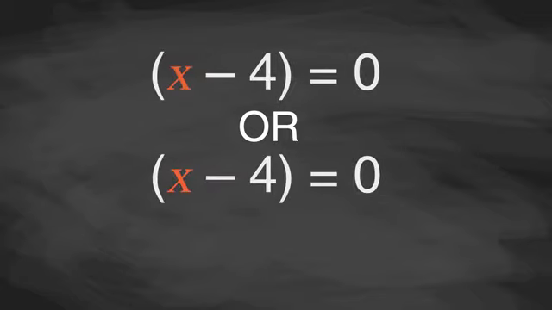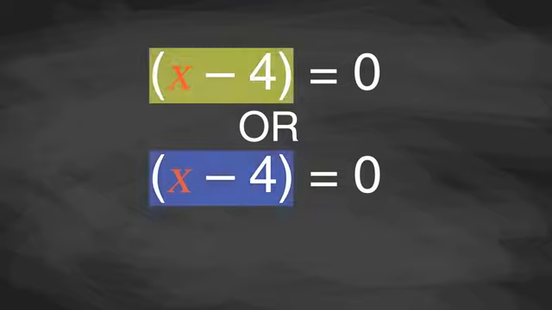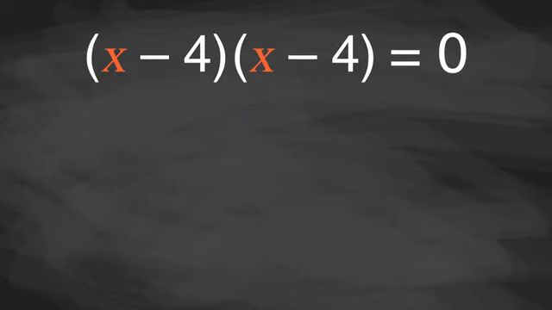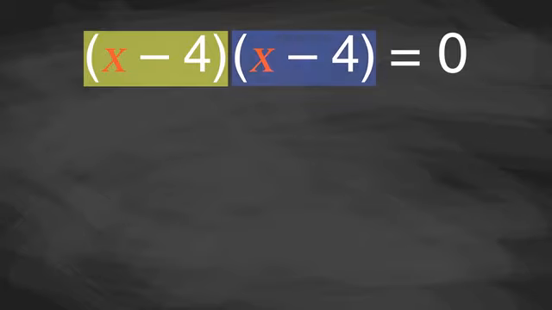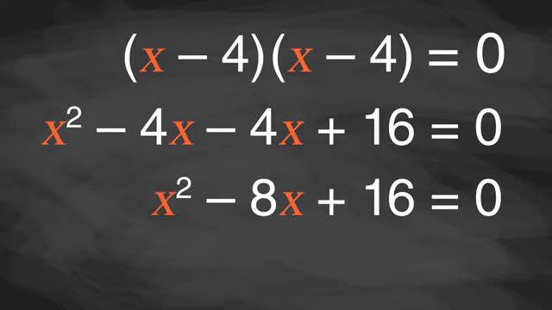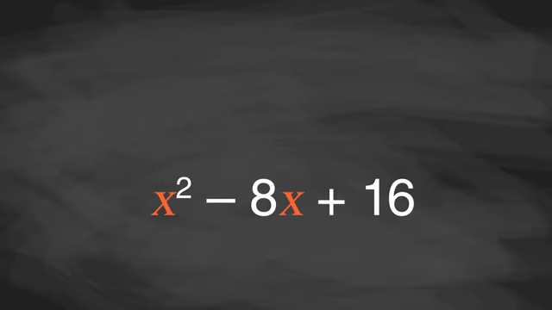The next step in moving backward is to recognize that these expressions would be in parentheses and would be multiplied together to equal 0. When we multiply the factors of x minus 4 equals 0 and x minus 4 equals 0, we get x squared minus 4 times x minus 4 times x plus 16. When we combine like terms, this gives us x squared minus 8 times x plus 16 equals 0. Now take off the equals 0.